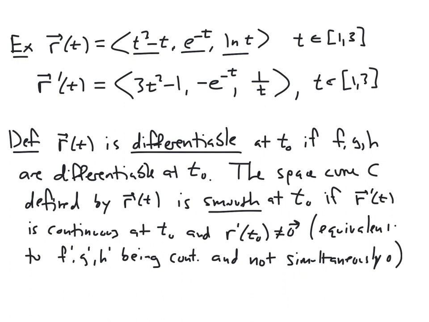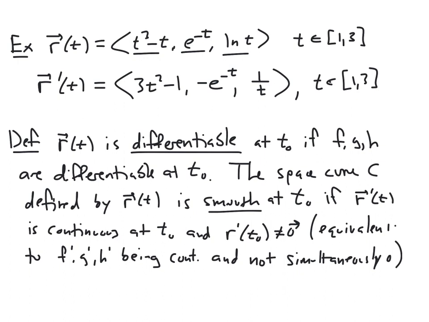And so going forward, this idea of being smooth is going to be important in a number of contexts. And it means a little bit more than the derivative existing. It also means that the derivative is continuous and not 0. So if we look at the example at the top of the screen here, we see that we have a derivative that exists for t between 1 and 3. And we also see that each of these three functions are continuous on that interval. Right? 3t squared minus 1 is a polynomial, negative e to the negative t is an exponential. And 1 over t is continuous when it's defined, and it's defined everywhere except for 0, but 0 is not in the interval 1 to 3.